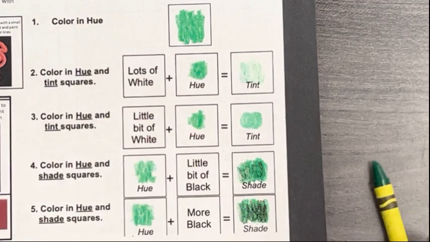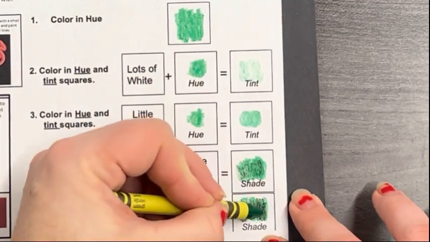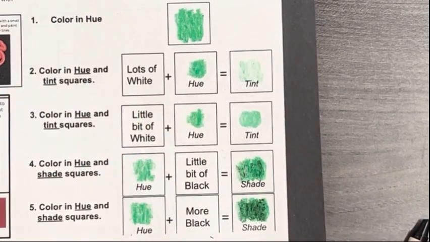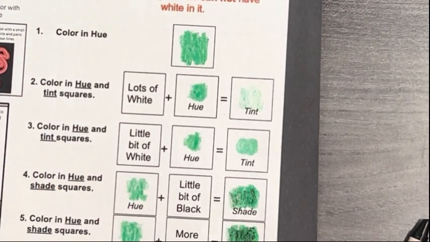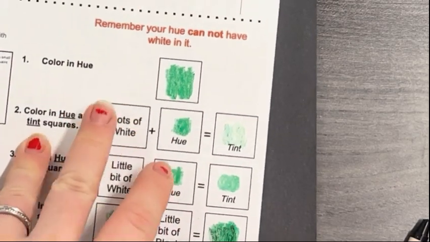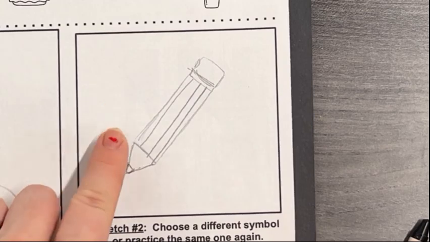I'm not doing heavy pressure with the black because the black will overpower it, but you can see how it's blending and it makes a darker hue of that green. So this is what I want you to practice. You practice which one you're going to draw, and then you're going to practice doing this. Once you feel like you're ready, this is the image that I am choosing.